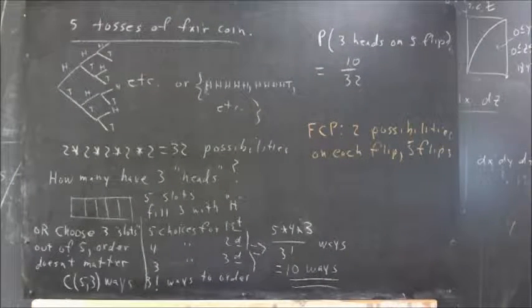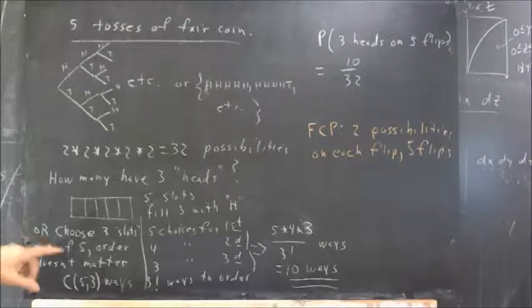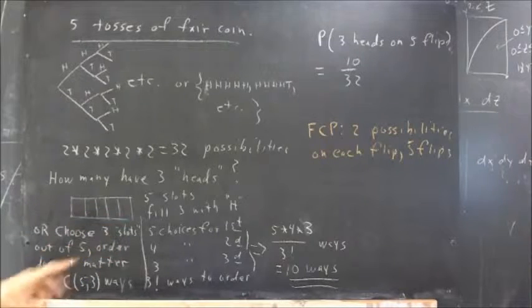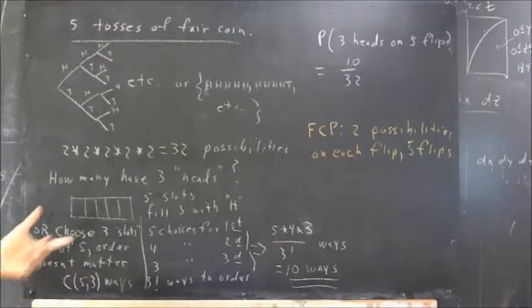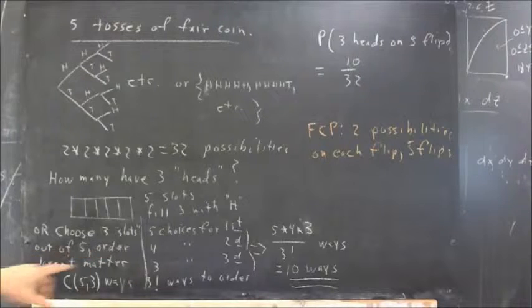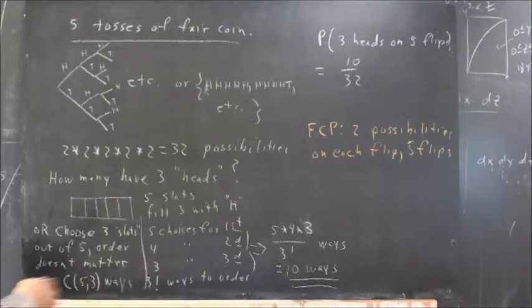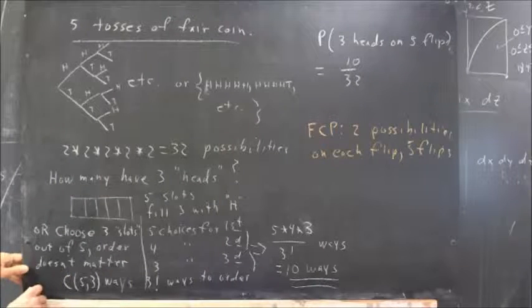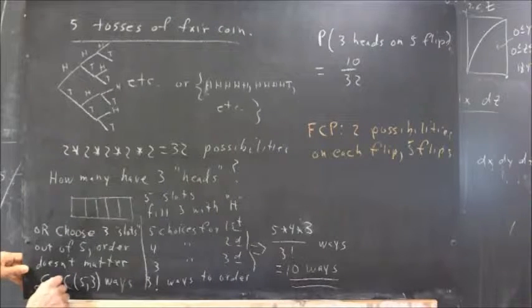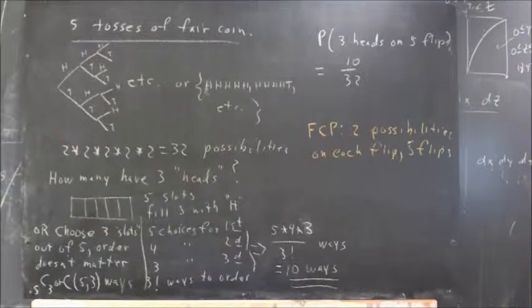Another way to reason it out is we just think of choosing 3 of these slots out of the 5 to put heads in, and the order in which we choose them doesn't matter, so there are C of 5, 3 ways. And remember that C of 5, 3 is the way we type out the combination, and your book will represent that as 5C3 or C of 5, 3.